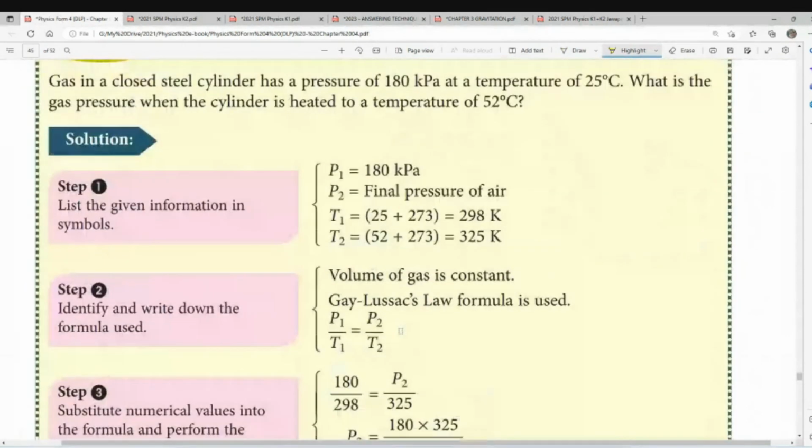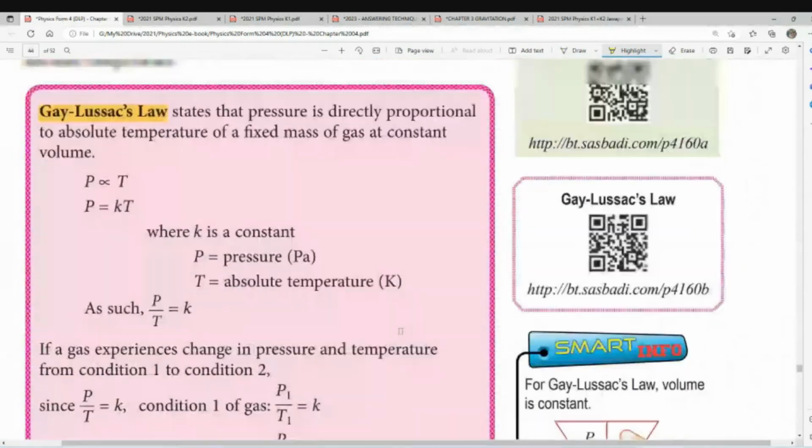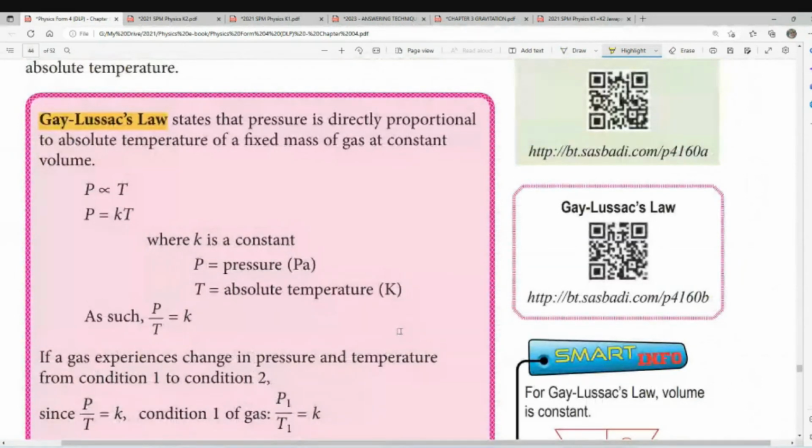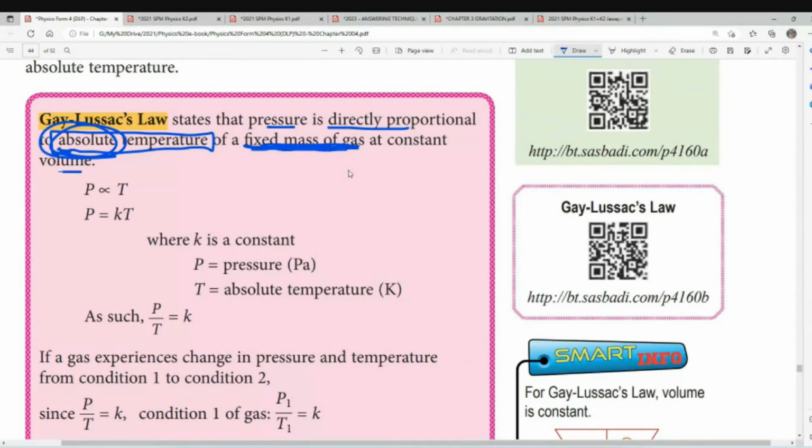Just like the example you see here, it mentions directly proportional, pressure, absolute temperature. Absolute temperature is really important. And don't forget about the fixed mass of gas, which is also mentioned: for a fixed mass of gas at a constant volume. This is for Gay-Lussac's law, and you also have to know how to explain Charles's law and Boyle's law.